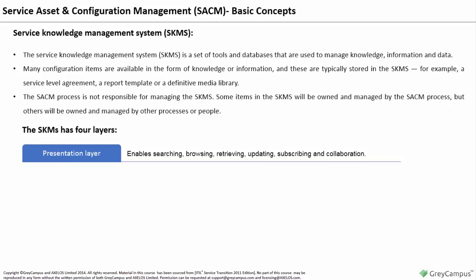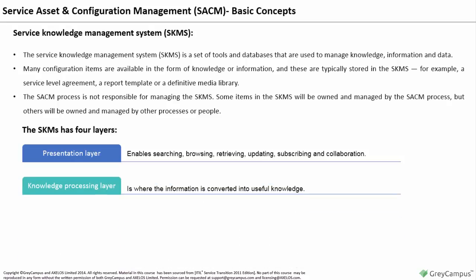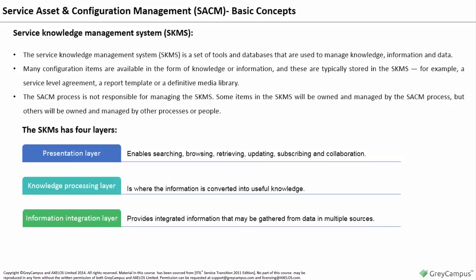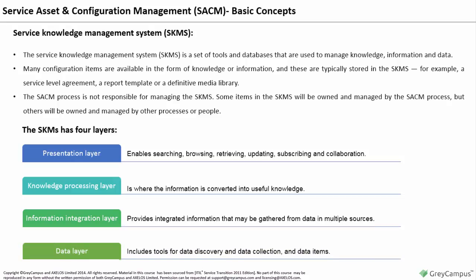Knowledge processing layer is where the information is converted into useful knowledge which enables decision making. Information integration layer provides integrated information that may be gathered from data in multiple sources in the data layer. Data layer includes tools for the data discovery and data collection, and data items in unstructured and structured forms.